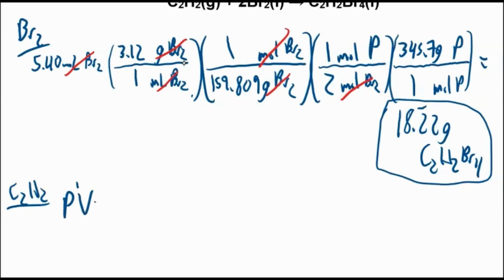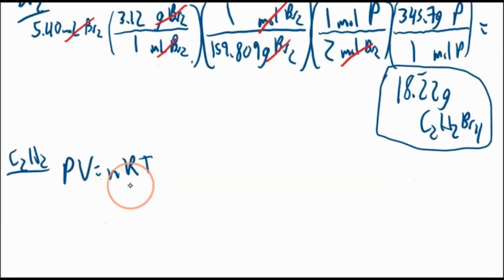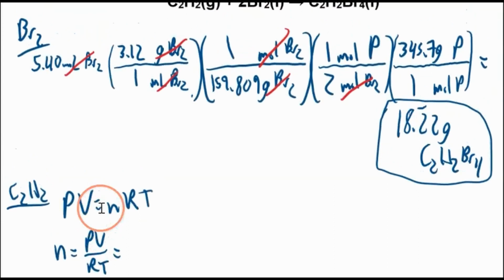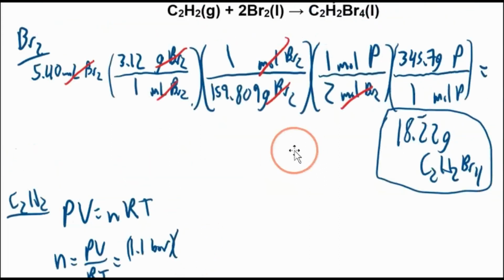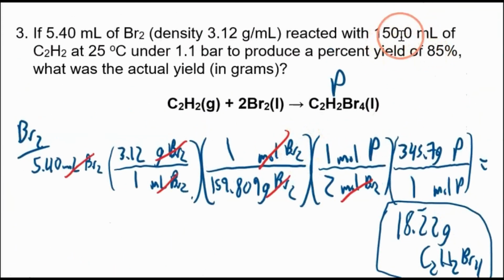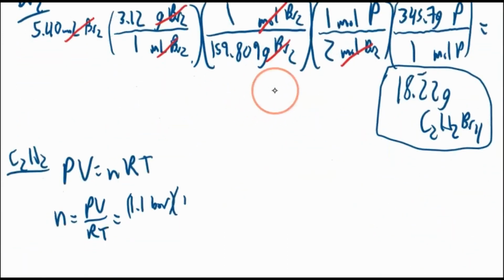PV equals nRT. It doesn't say so, but we're going to assume it's an ideal gas or a perfect gas. n is the number of moles, so n equals PV over RT. Now we just have to make sure that our units work. P is our pressure, so pressure is 1.1 bar. And our volume is 150 mL. I'm just going to put this into liters, so move the decimal over 3: 0.1500 liters, in order to divide by 1,000.